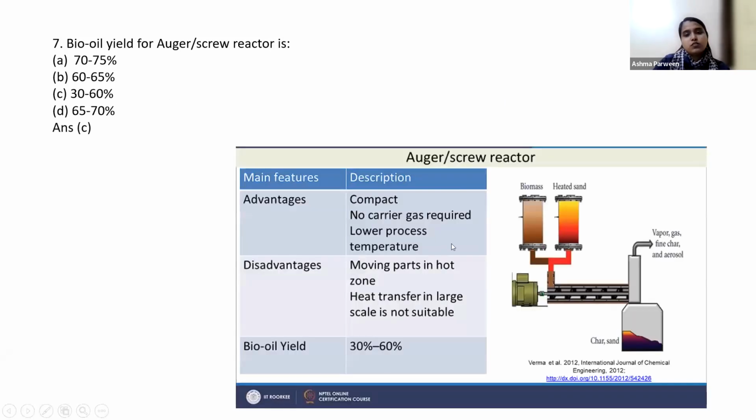So correct answer is C, 30 to 60%. It is also a question from the slide. You can see for auger or screw reactor, the bio oil yield is 30 to 60%. So basically the assignment 3 questions are based on theory of whatever is taught for incineration, sorry, for gasification and pyrolysis.